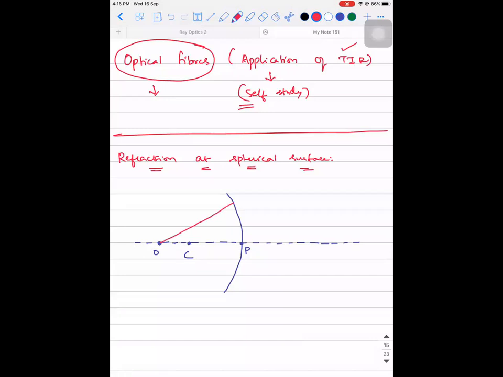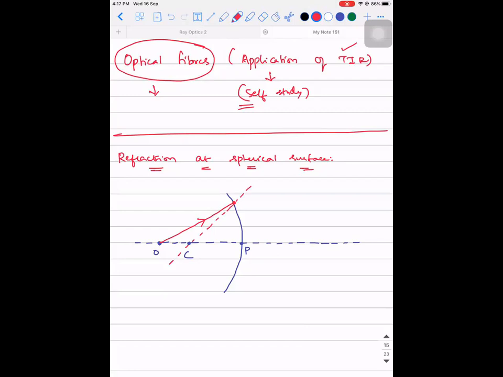To draw the object. So we have drawn the incident ray. Object is a point object in this case. So what is it we need to do? We have the point of incidence. At the point of incidence, we need to draw the normal. And the normal will always pass through the center of curvature.